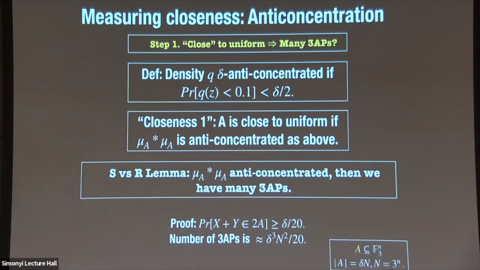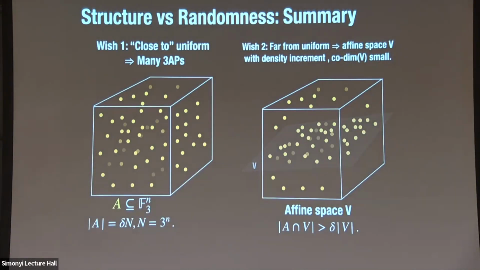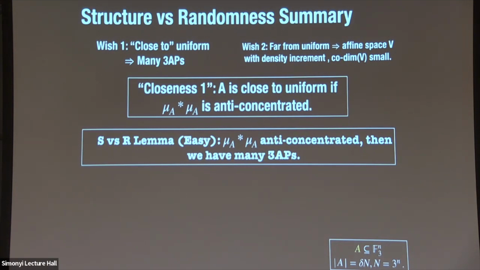Okay. So almost from the definition, we have one side of the win-win argument, which is: if the density of A convolved with itself is anti-concentrated, then we have many 3APs. To summarize the structure versus randomness part, we want to do this win-win analysis. If it's close to uniform, you have many 3APs. That's the first part. The second part is, if you are far from uniform, then you want to get density increment onto a large subspace. And we've seen the first part, which was relatively easy. We just said, if A convolved with itself is anti-concentrated, then we have many 3APs.